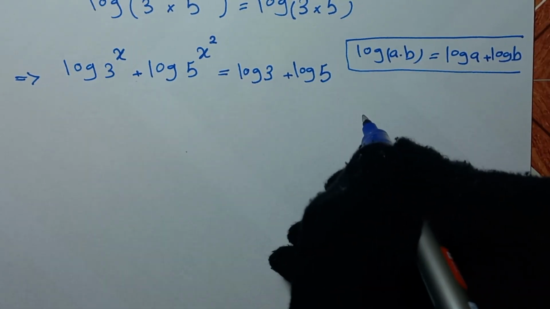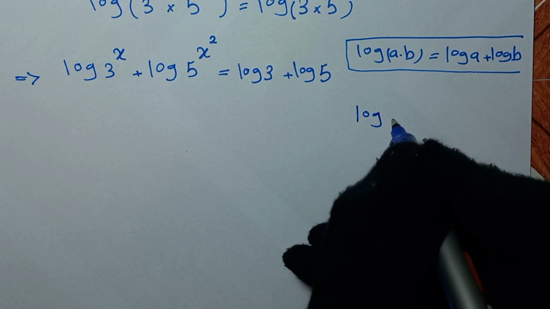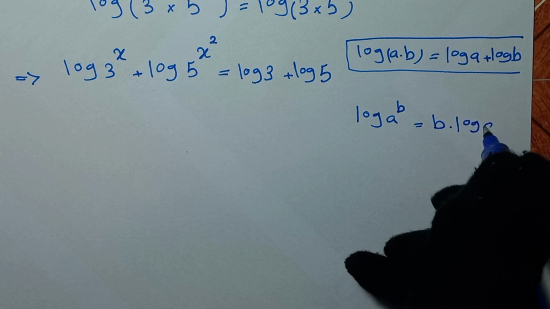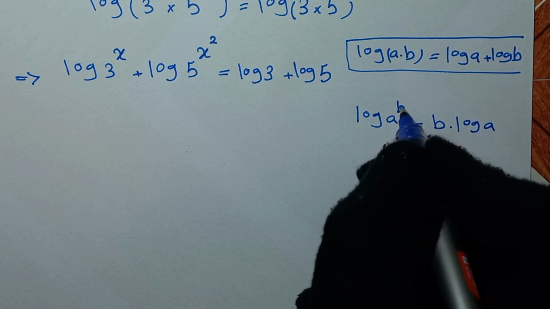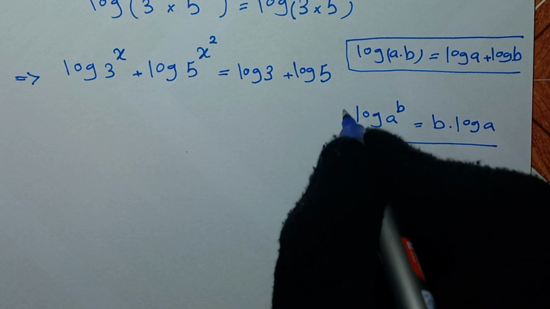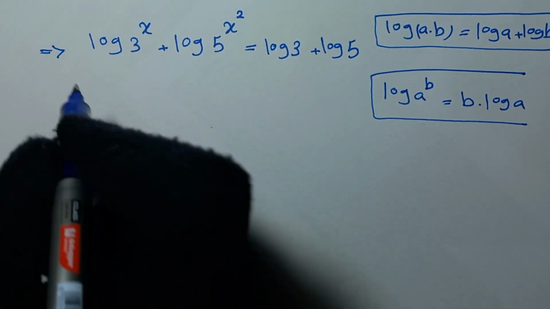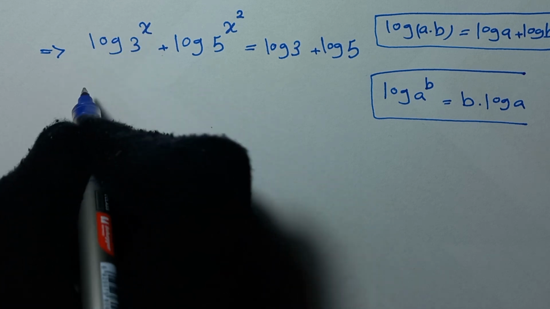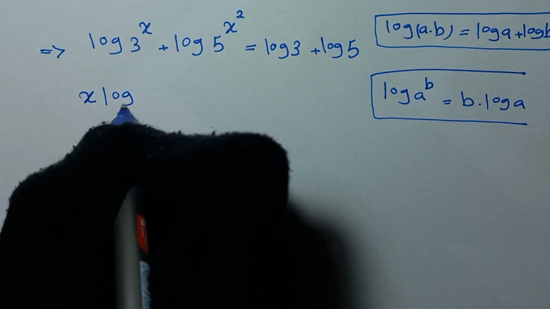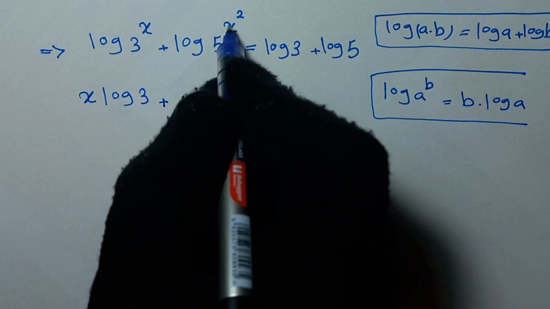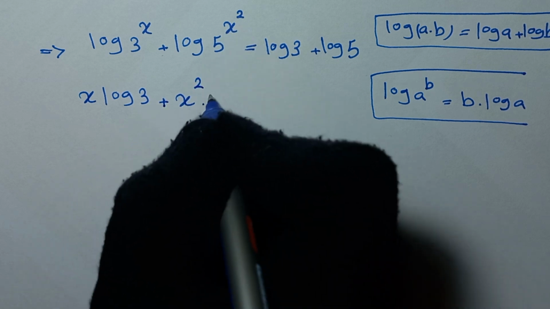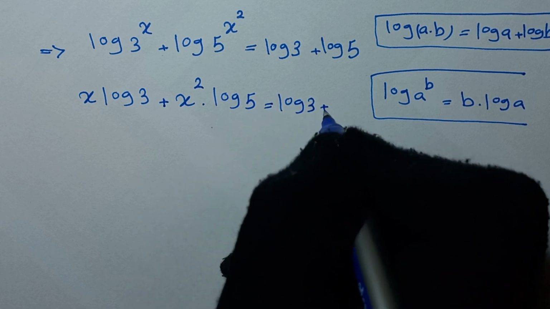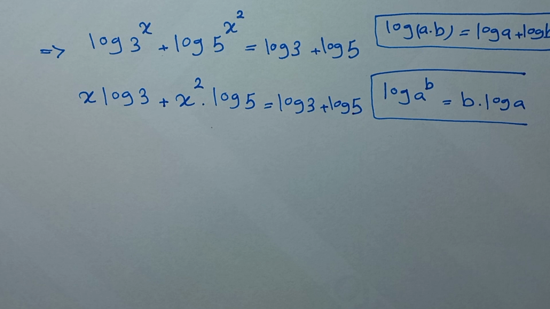And from log rules, if we have log of a to the power of b, this is equal to b times log a. Here, we can take this power outside of log, so it will be b times log a. So, we take this x outside of log, it will be x times log 3 plus, and here, x squared times log 5 is equal to log 3 plus log 5.